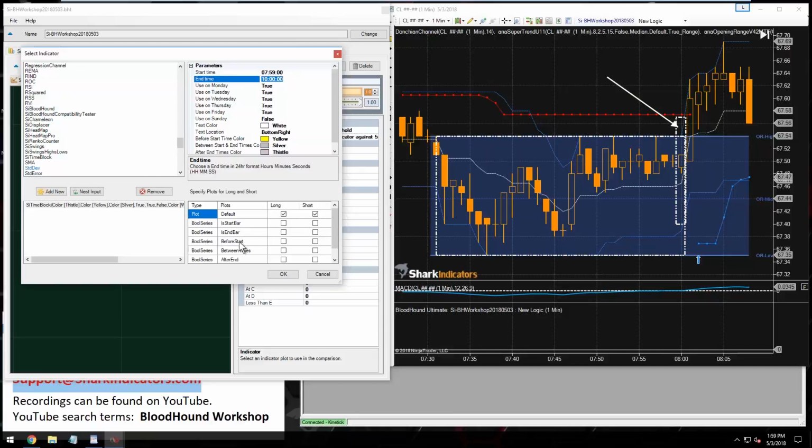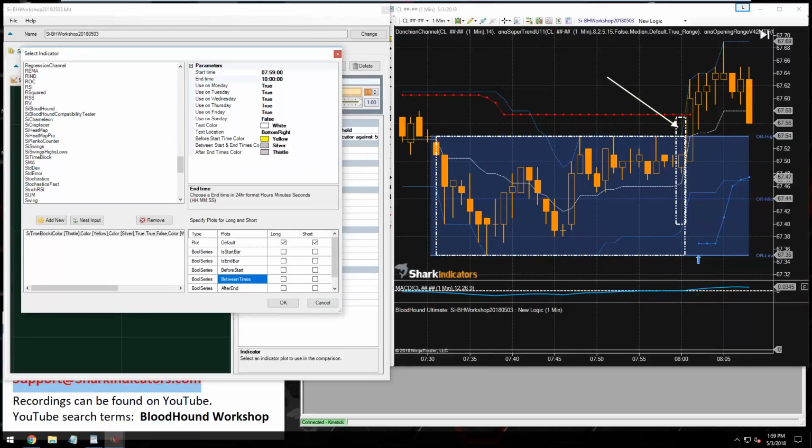All right, now, let's see which output to use here. We're going to use the between times. So between times means between the start time and the end time. So that's the time that we want to identify there.